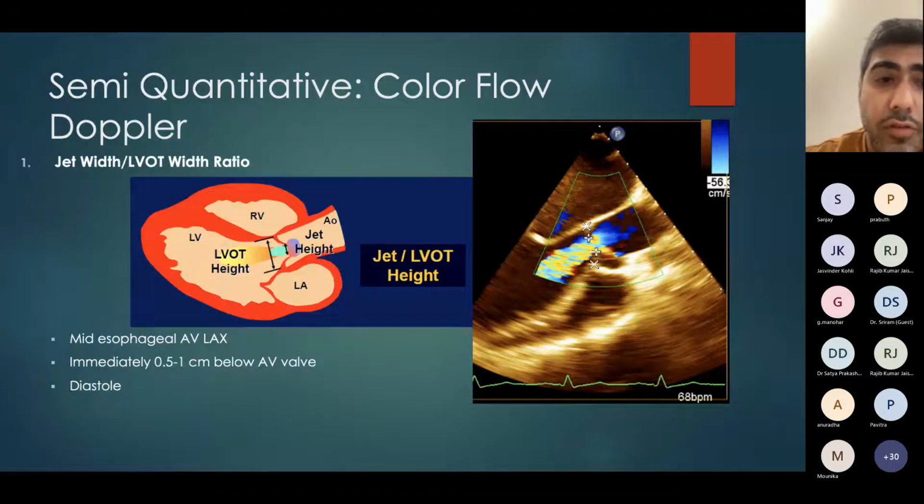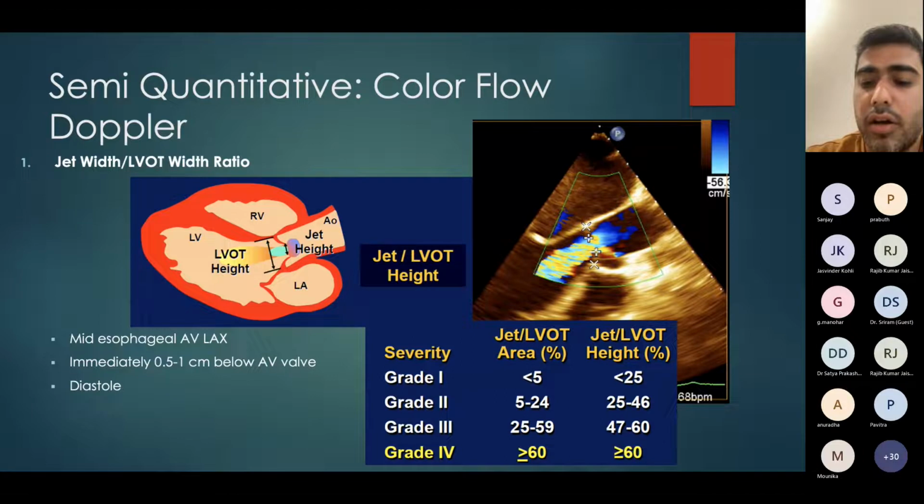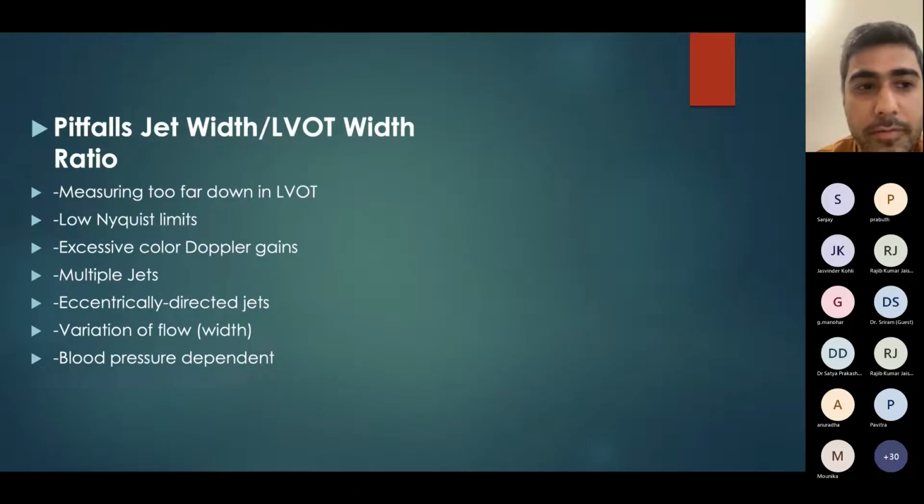Then color flow Doppler can be used to make a semi-quantitative assessment of the severity with the measurement of the jet width to the LVOT width, which is usually done in the midesophageal aortic valve long axis view, around 0.5 to 1 centimeter below the aortic valve in diastole. We measure the width of the jet and divide it by the LVOT width, and a ratio of more than 60% is usually reflective of a severe aortic regurgitant jet.